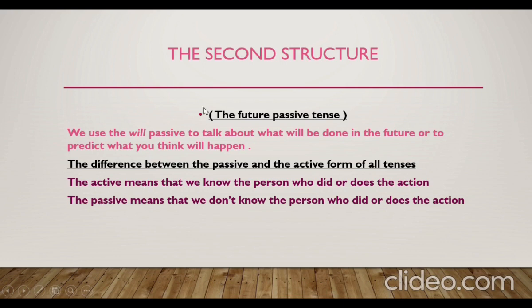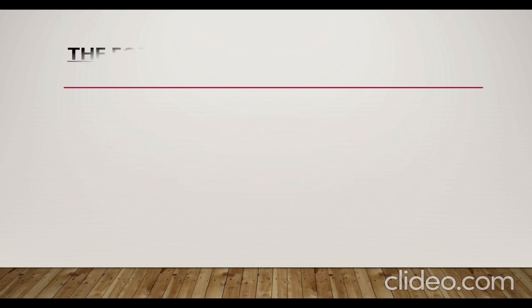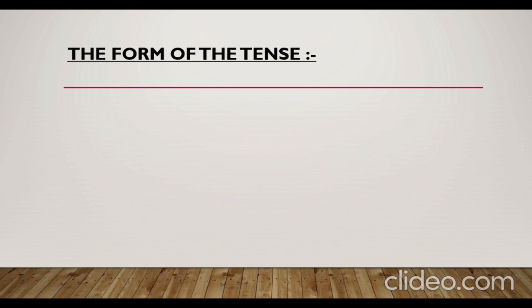What is the main form of the future passive tense? The form of the future passive tense is subject plus will be plus past participle. Past participle, which is verb 3 or the third form of the verb.